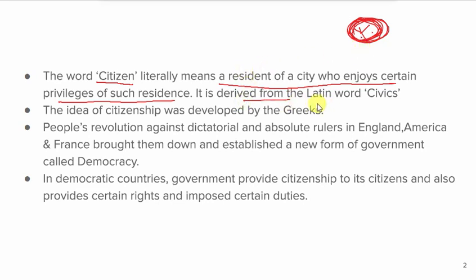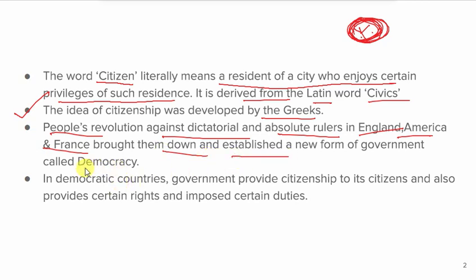And this word is actually derived from Latin, which is civics. The ideology of citizenship was actually developed by the Greeks. So they are the ones who started this citizenship concept. And the people's revolution against dictatorial and absolute rulers in England, America, and France brought them down and established a new form of government called democracy.